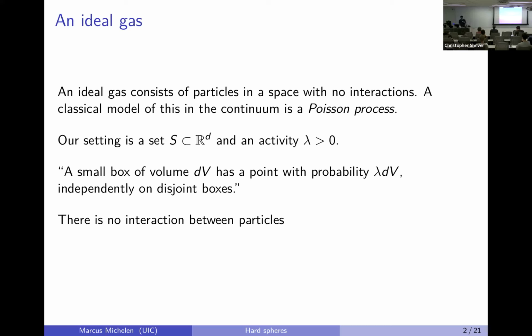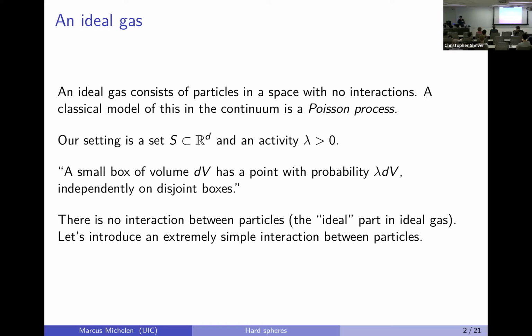So notably, there's no interaction between particles. And that's the ideal part in ideal gas. And this is really going to be the most simple way to have particles that aren't interacting at all. So now once I start with this, I can ask, what happens if I add even the tiniest little non-trivial interaction to the particles?